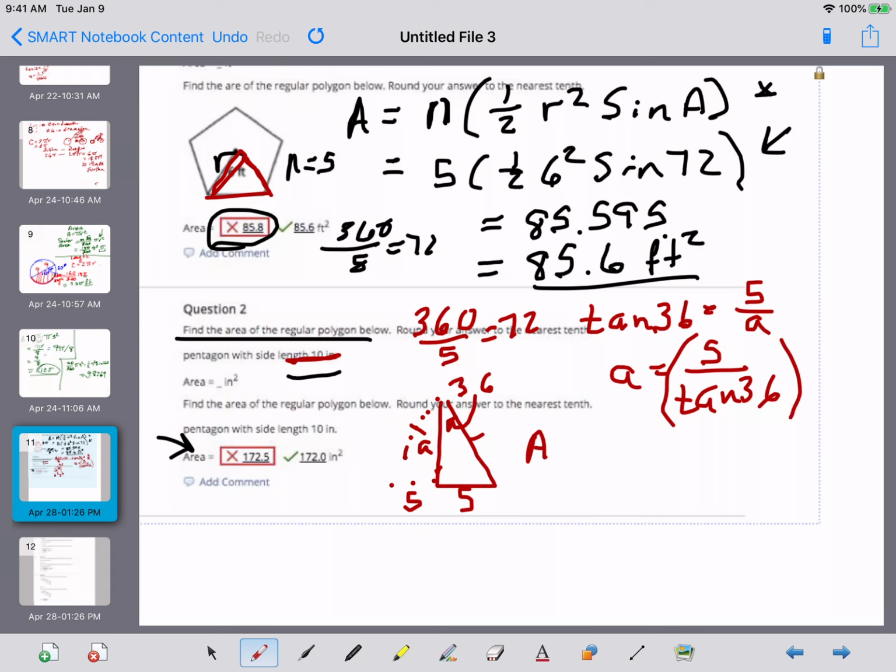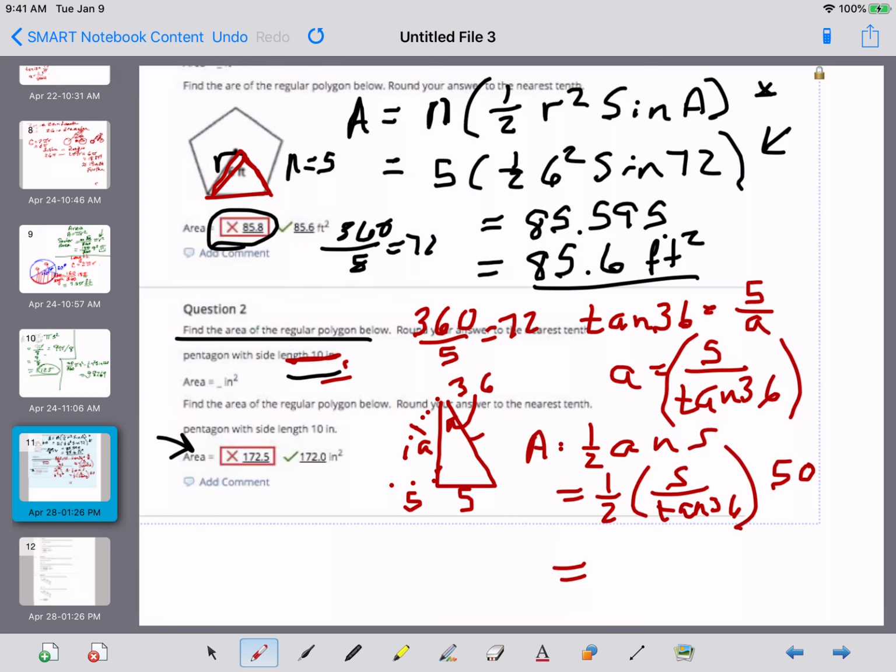So my area of a polygon is 1/2 a n s. So 1/2 times my a, 5 over tangent of 36, times n s. Well, n is 5 and s is 10, so that's 50. Half of 50 is 25, and 5 times 25 is 125, so it's 125 over the tangent of 36. So I got my 125 divided by tangent of 36, and I've got my 172.047.